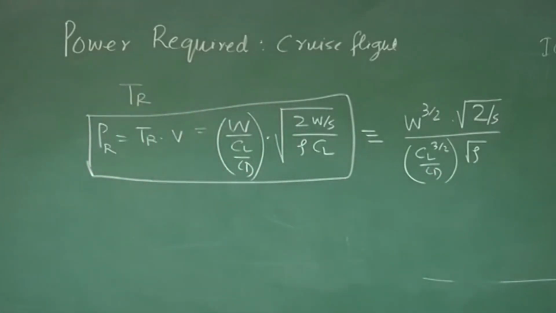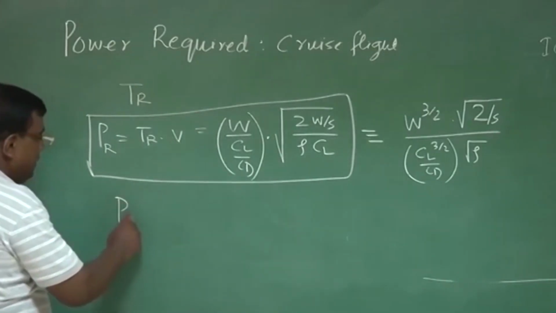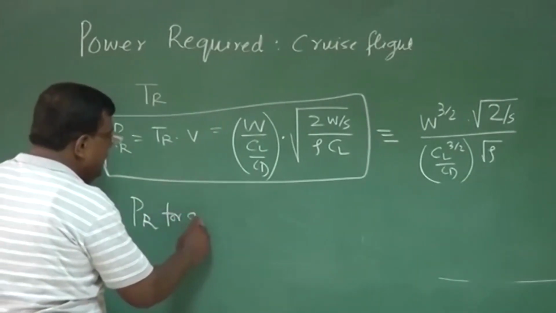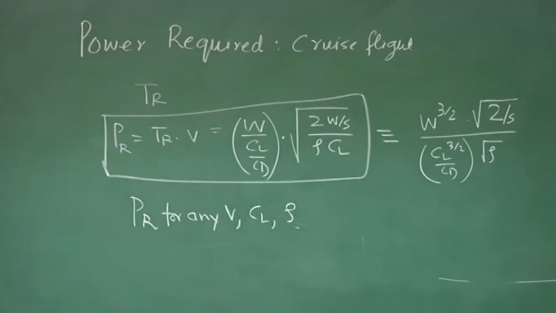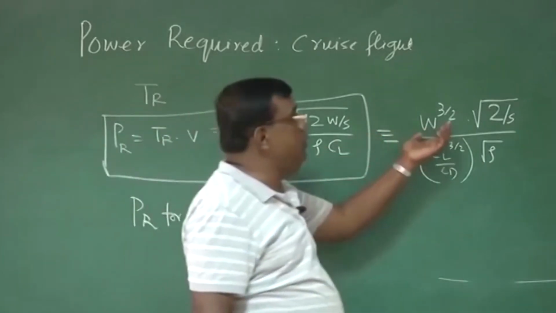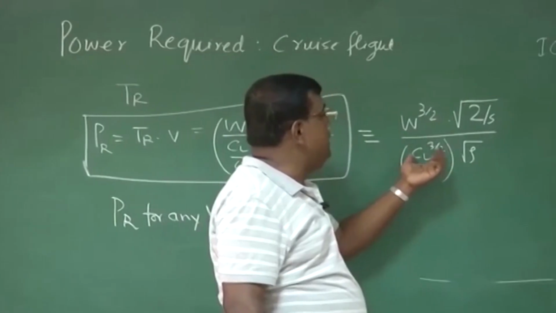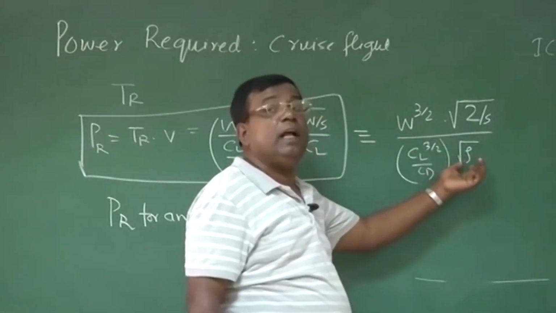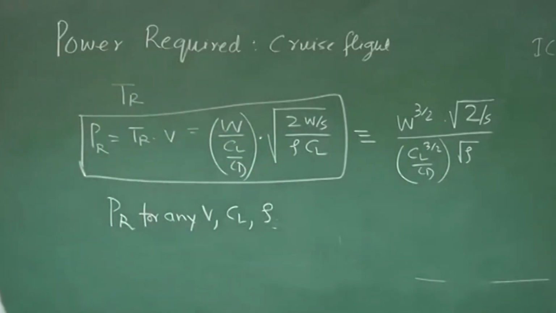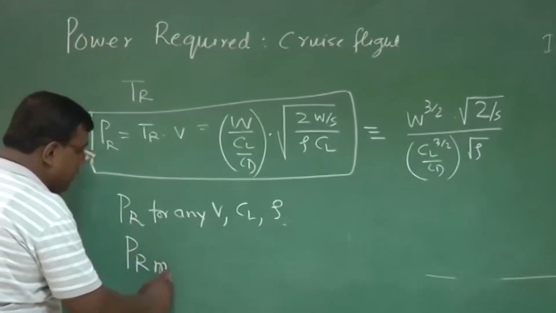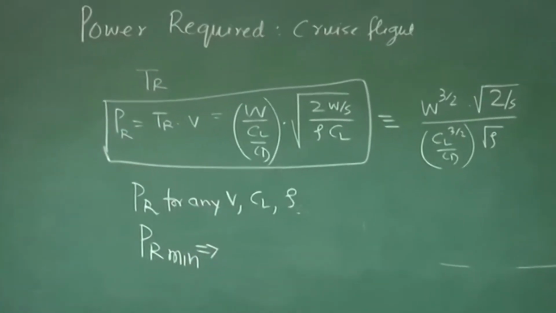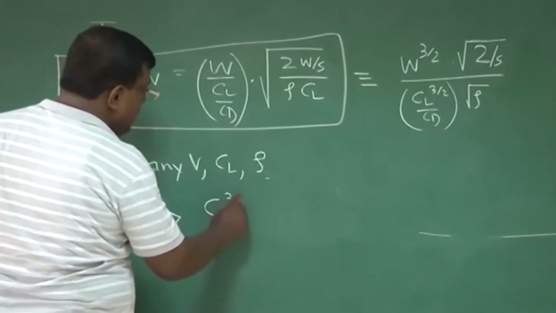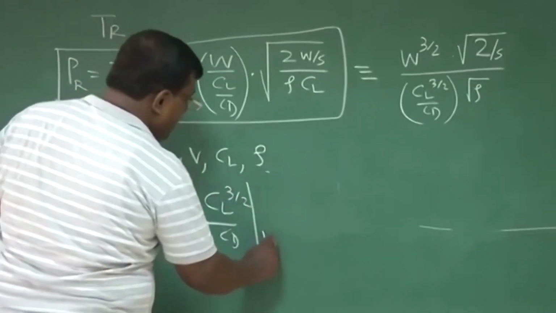This simple expression tells us one thing, that power required for any V or CL at a given altitude can be computed if I know what is the weight during the cruise, what is the CL to the 3 by 2 by CD, and what is the density of air at that altitude. Right? Also it tells me one more piece of information, that if I am looking for power required minimum for a given weight, given altitude, then the condition is that CL to the 3 by 2 by CD should be maximum.